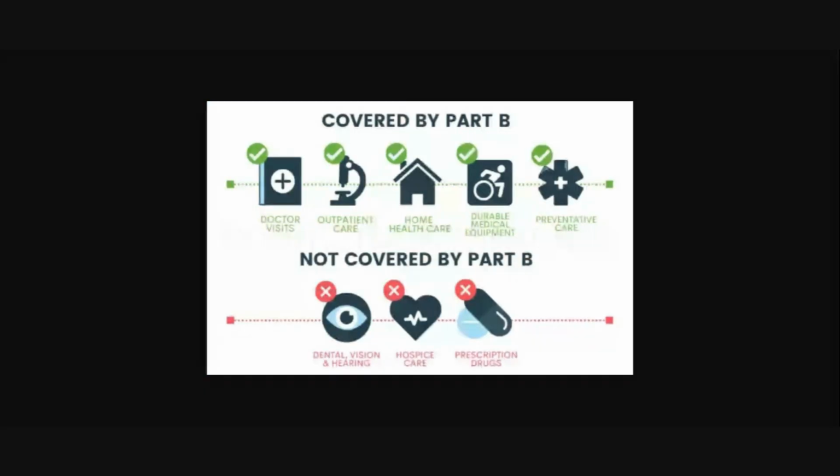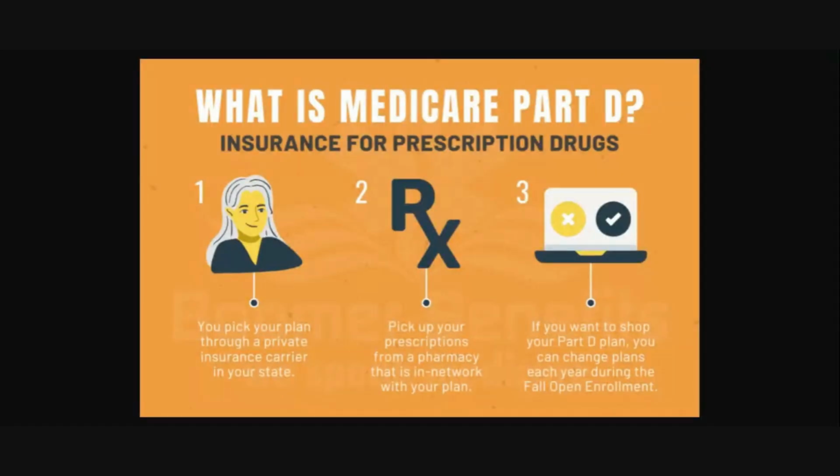All right. And how about Part B? So Part B is going to be your doctor visits, different outpatient care. It covers those main things for your medical visits. Okay. And then last, we have Part D. I remember this one, D for drugs. D for drugs, that's correct. So what prescriptions you're taking, that's the Part D coverage.